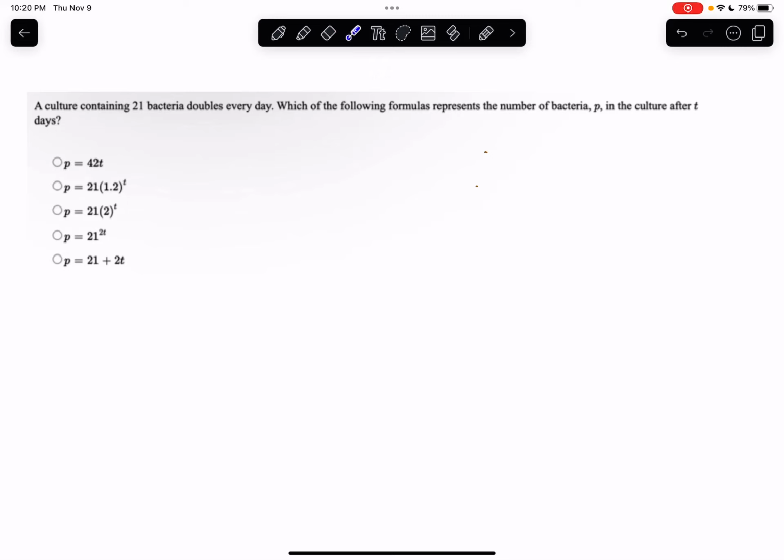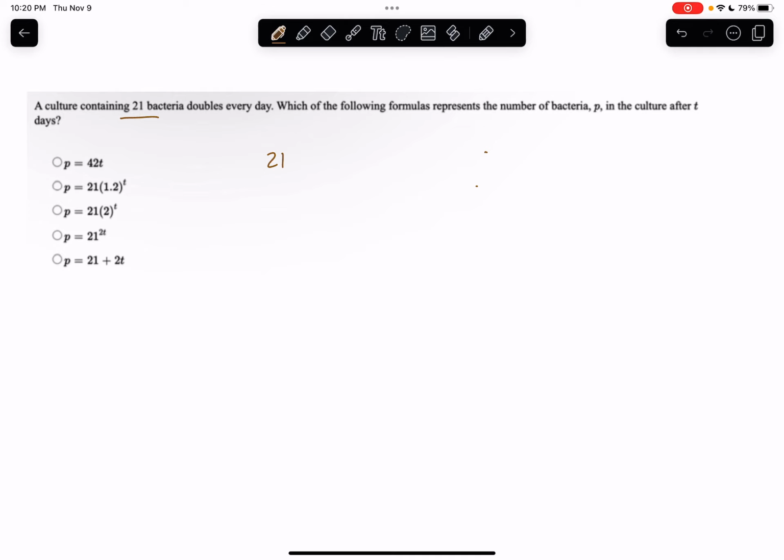So in this question, you have a culture of bacteria. You have 21 bacteria in this culture. It doubles every day. Which of the following formulas represents the number of bacteria P in the culture after T days? So this 21 bacteria, well, you'd start with 21, and then it doubles.